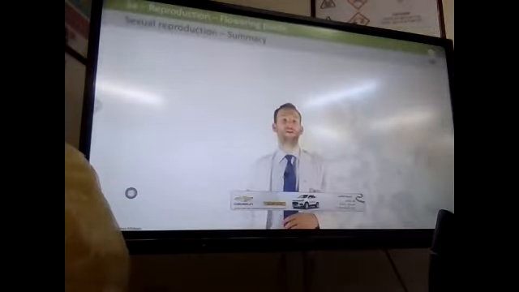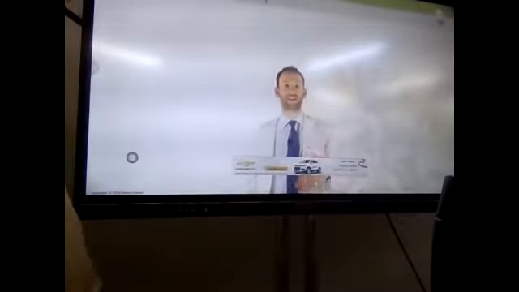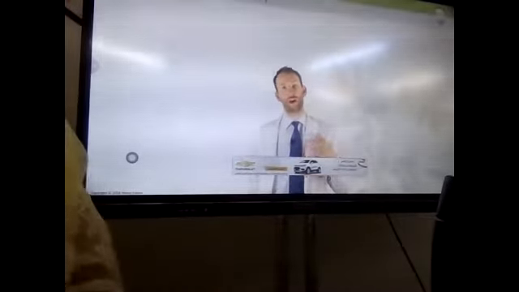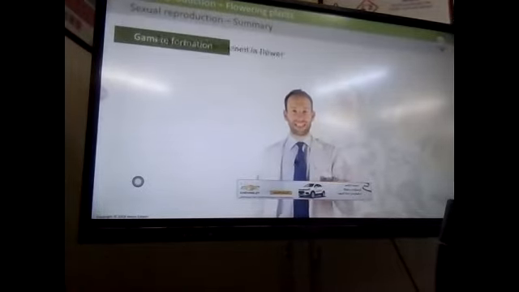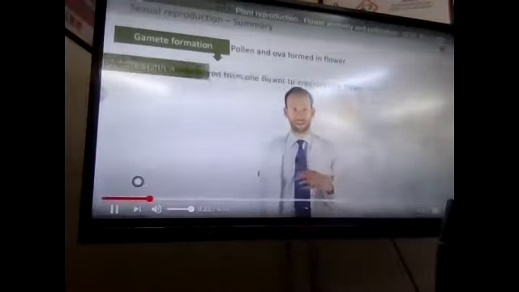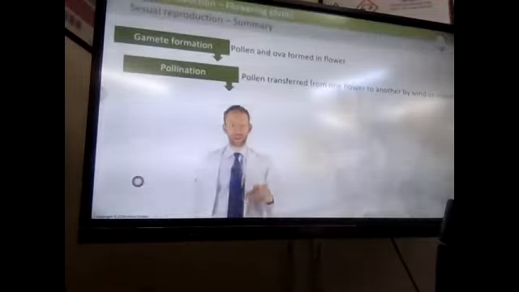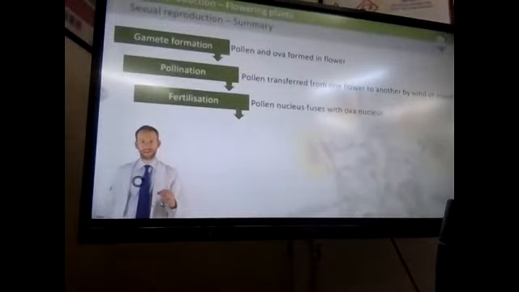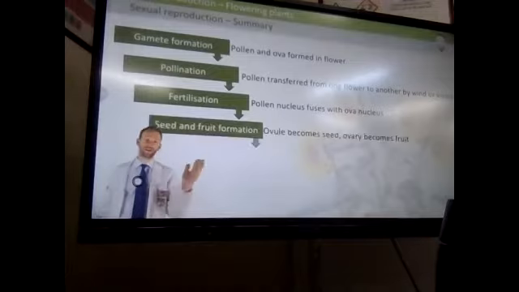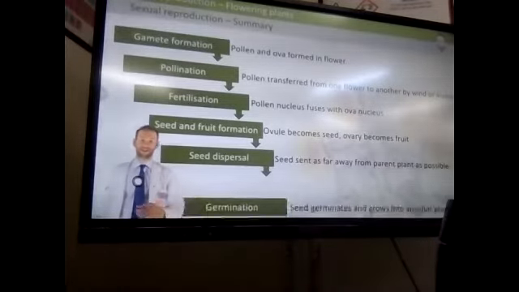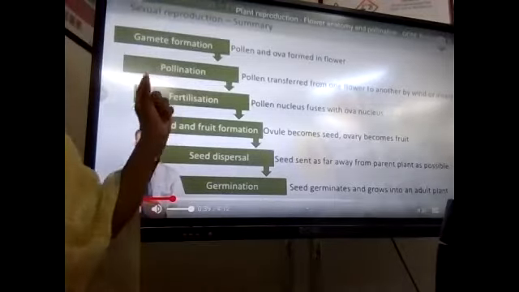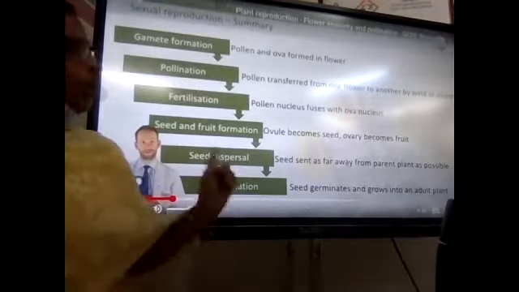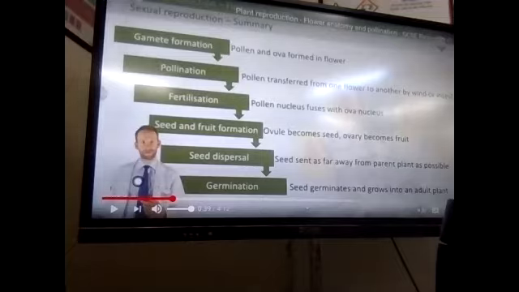So what we're going to do is work through these different processes and keep coming back to this summary to remind ourselves of how far we are on the journey of how a plant reproduces. We've got gamete formation, making the pollen and eggs, pollination, which is how the male gamete gets to the female one, then fertilization when they fuse together. Then you make the seed and the fruit, then you disperse that seed, hopefully then you get germination and the offspring being produced. Okay, so sexual reproduction in flowering plants consists of all these processes.